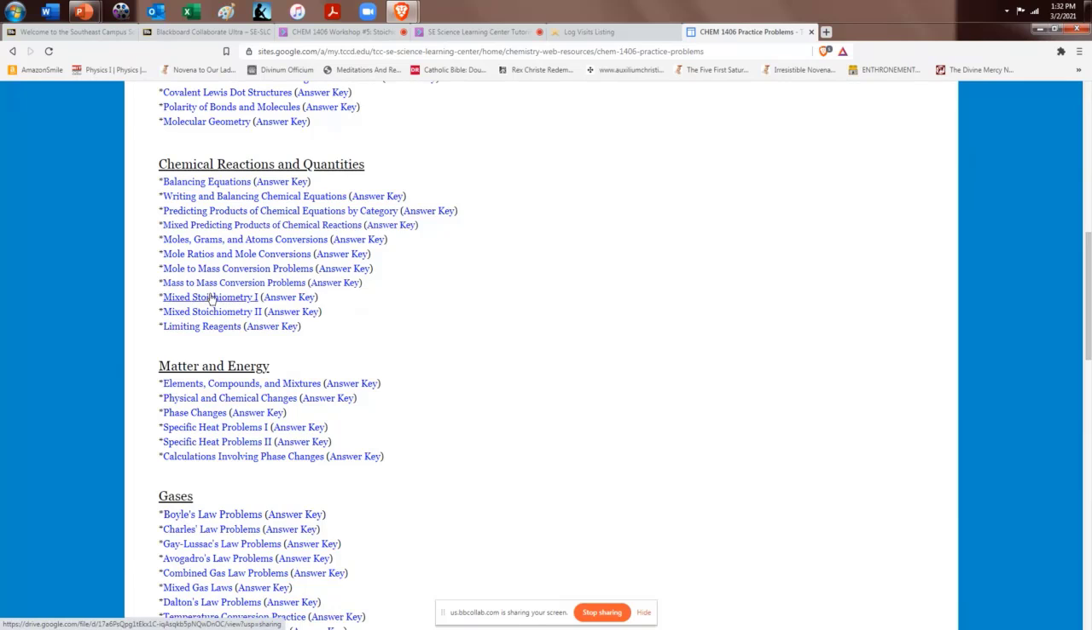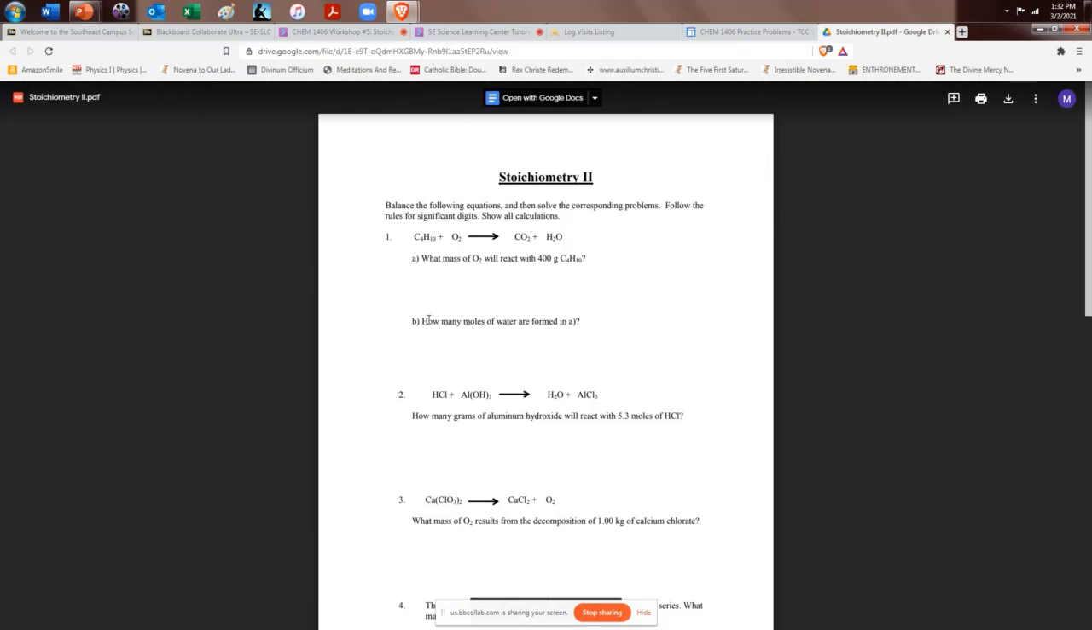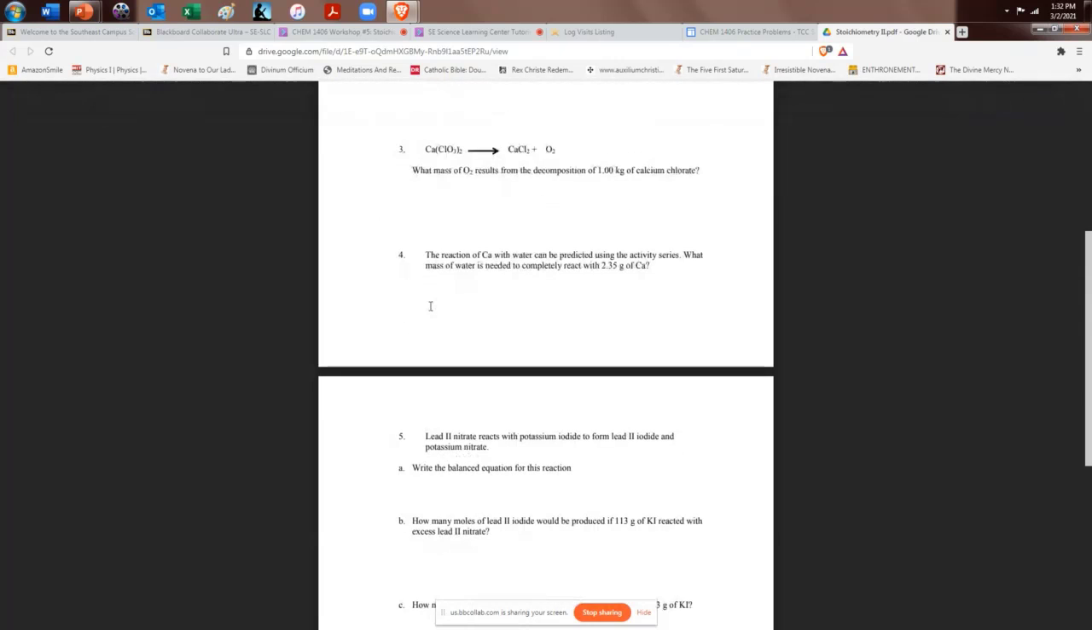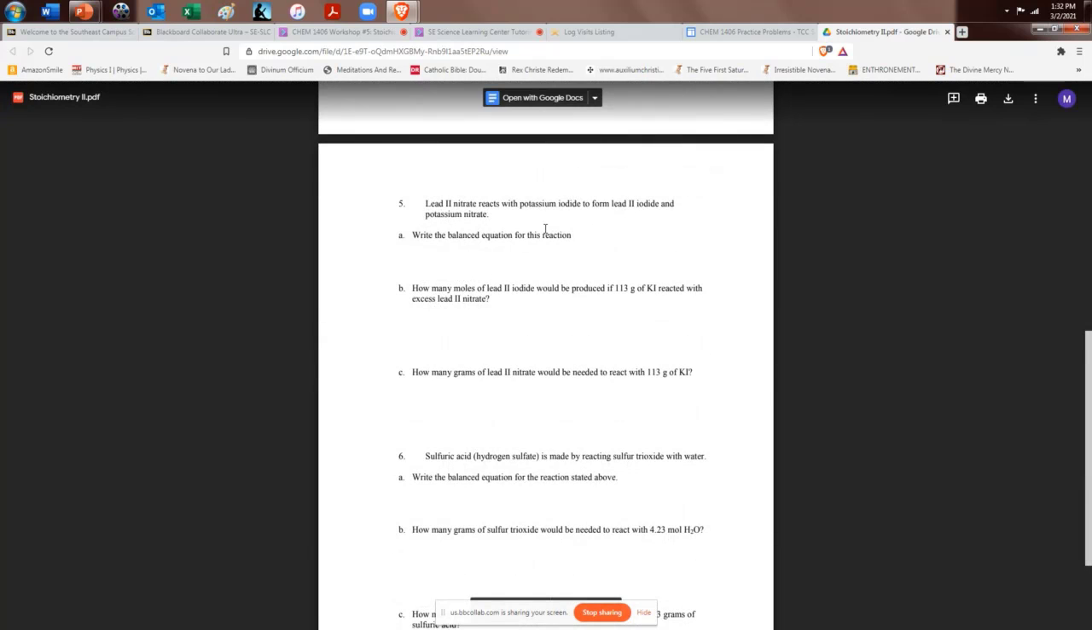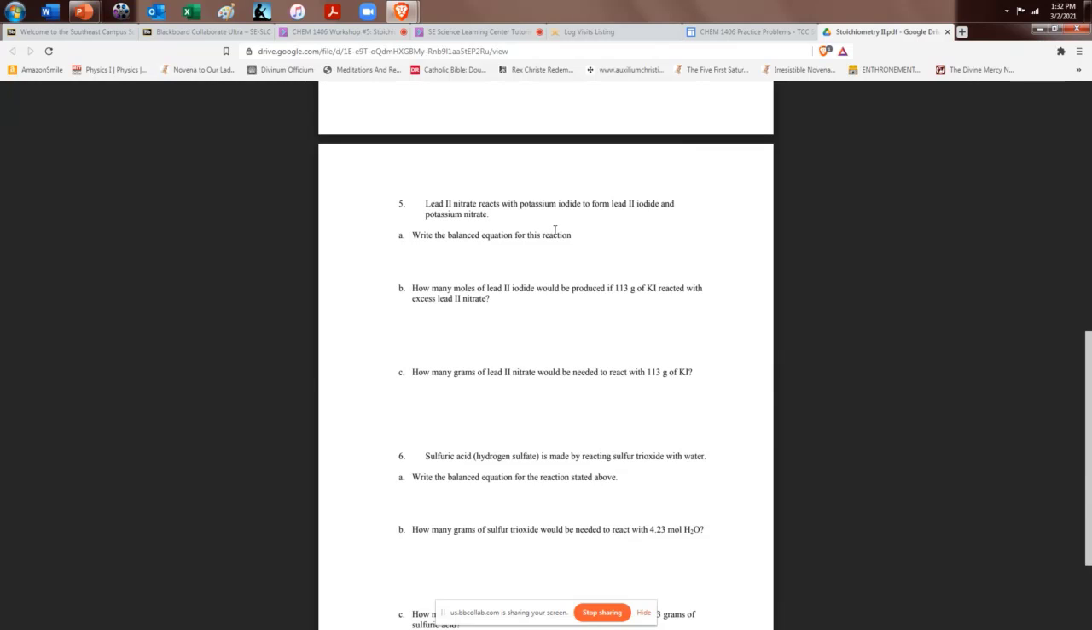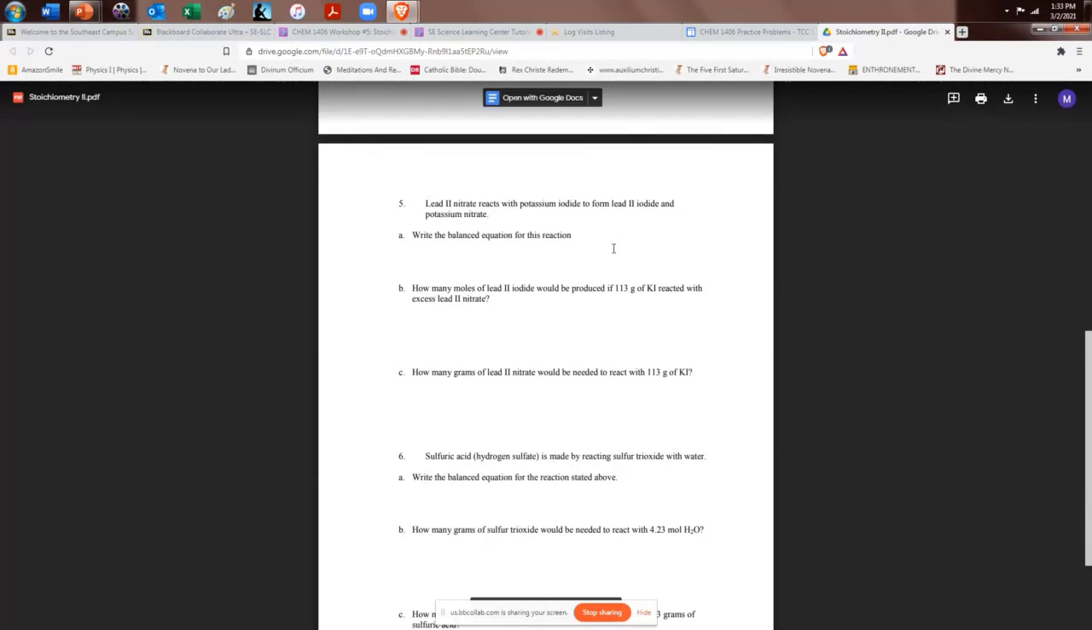I'd recommend these two especially, mixed stoichiometry 2, because it involves balancing the equations and then doing the conversions. In some cases, you have to actually write the equations out; it doesn't give you the formulas. So this will be good practice to go back and look over that balancing equation stuff as well as practicing your conversions.